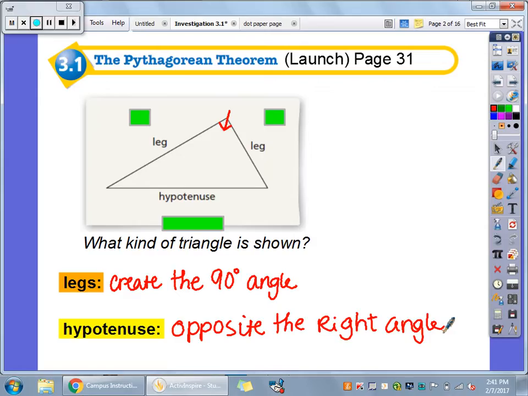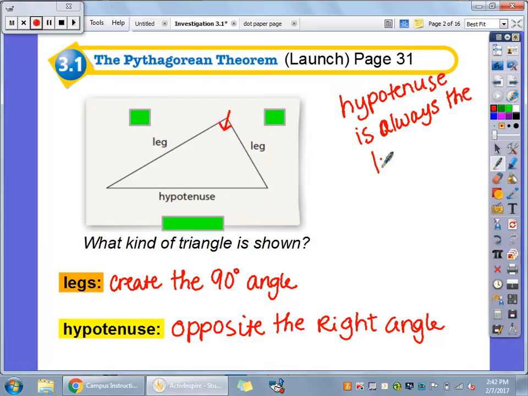Okay, so that's just the right triangle in a nutshell. One thing to note is that the hypotenuse is always the longest side, no matter what. And the only time that we have a hypotenuse is when we're talking about a right triangle. So we don't have a hypotenuse if we're talking about an acute triangle or an obtuse triangle, only with a right triangle.